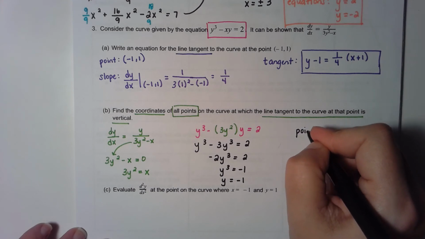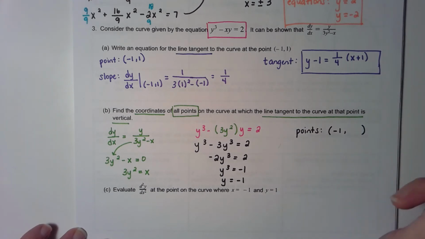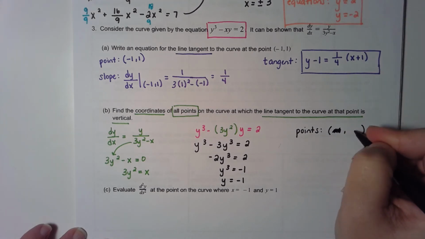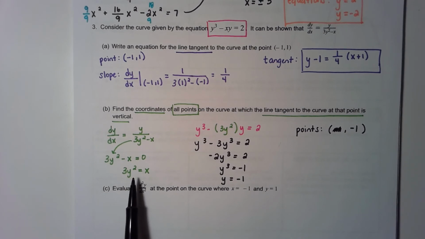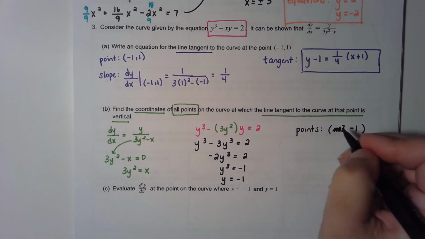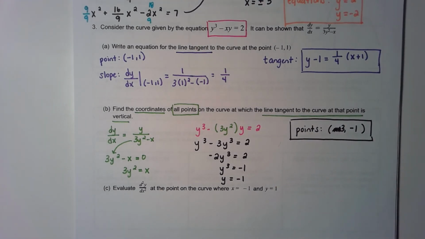which means my points are going to be negative 1 comma something. Oh, sorry, not negative 1 comma something. Negative 1. There we go. I found my y. I didn't find my x. If you want to find your x, then what you're going to do is go ahead and plug that back into this equation over here. So if you plug in negative 1, you get that x would be 3. So your point would be 3 comma negative 1. That's going to be the place on this graph where the tangent line is vertical.